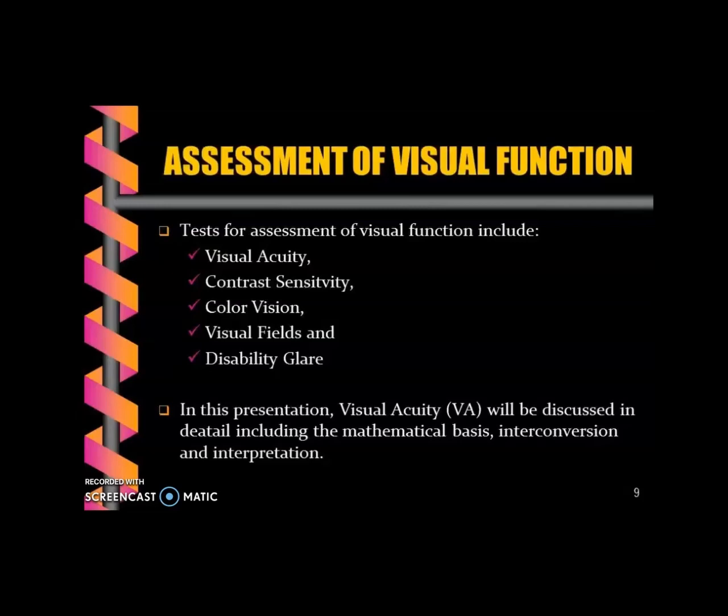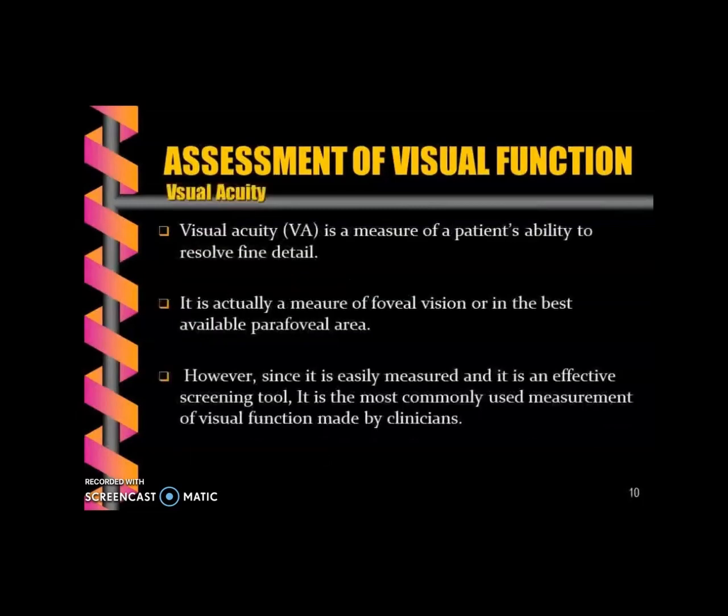Tests of assessment of visual function include visual acuity, contrast sensitivity, color vision, visual field, and disability glare. In this presentation, visual acuity will be discussed in detail, including the mathematical basis, the physiological basis, and the interconversion and interpretation. Visual acuity is a measure of a patient's ability to resolve fine details. It is actually a measure of foveal vision, or in the best available parafoveal area. However, since it is easily measured and it is an effective screening tool, it is the most commonly used measurement of visual function made by clinicians.